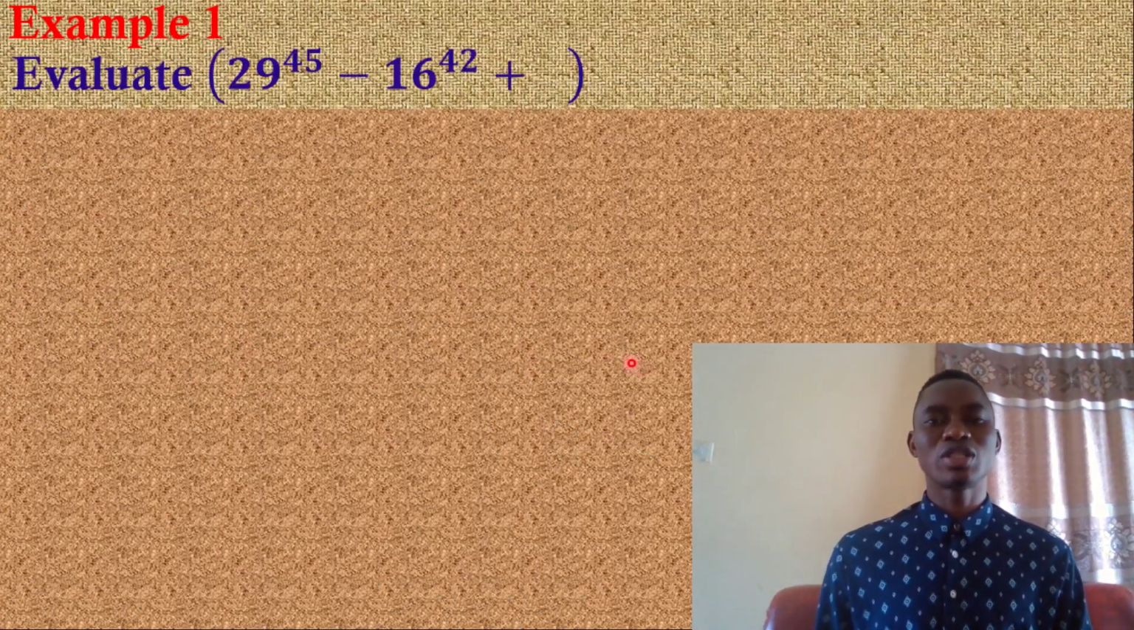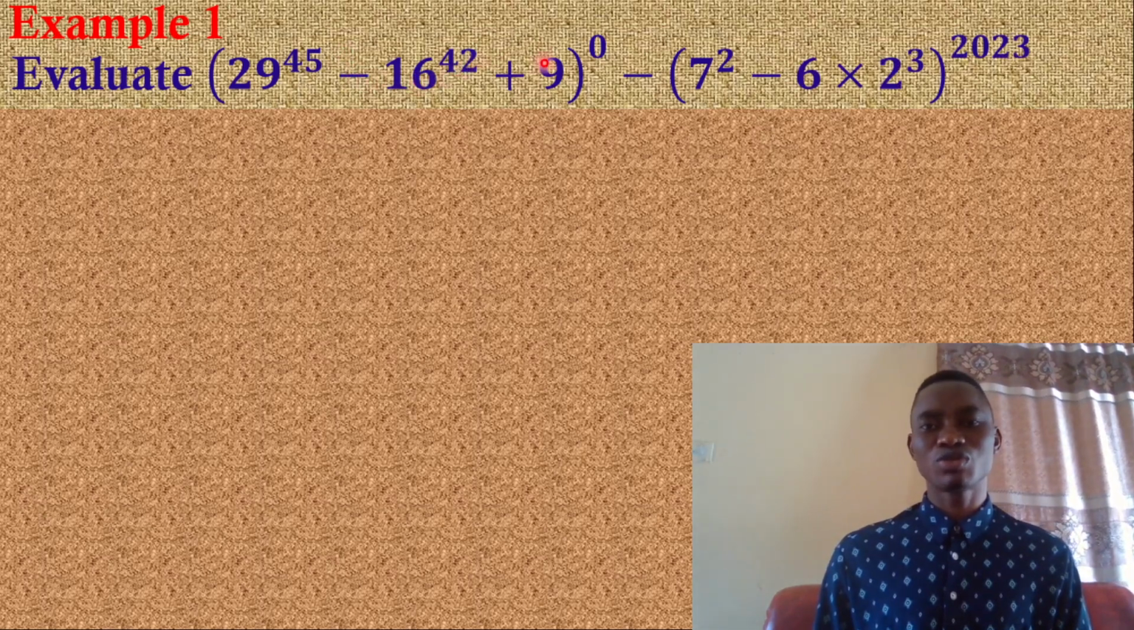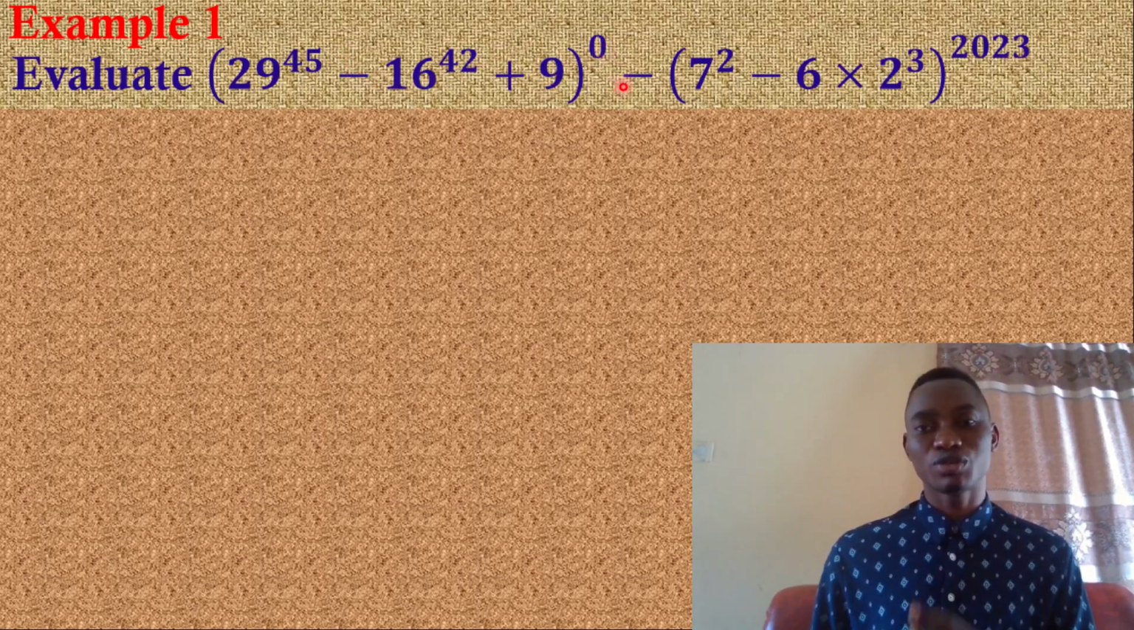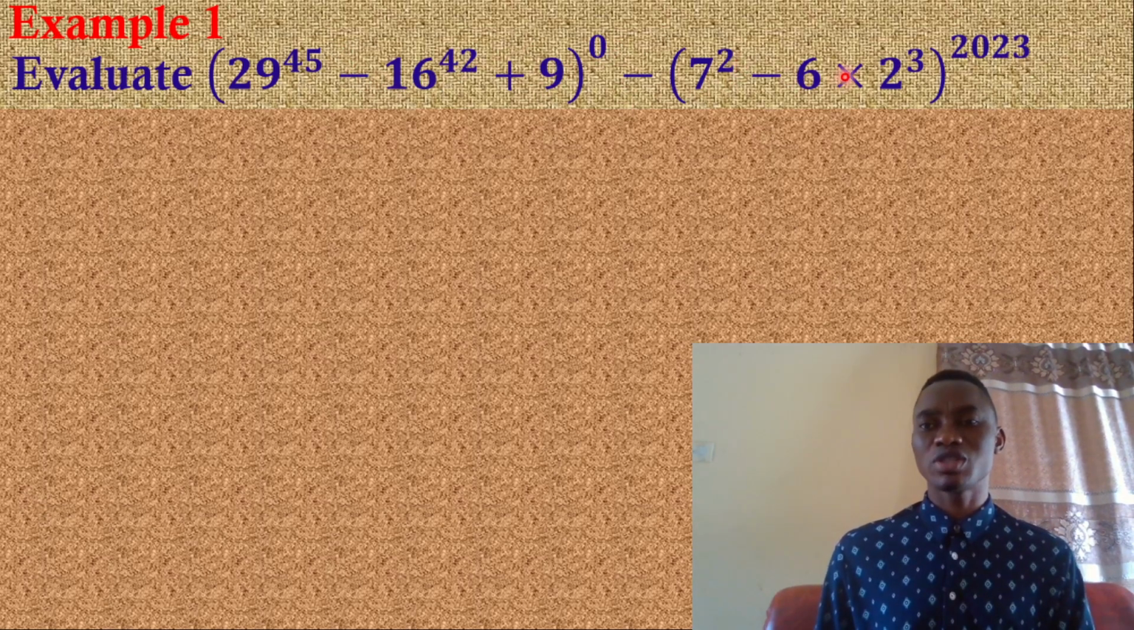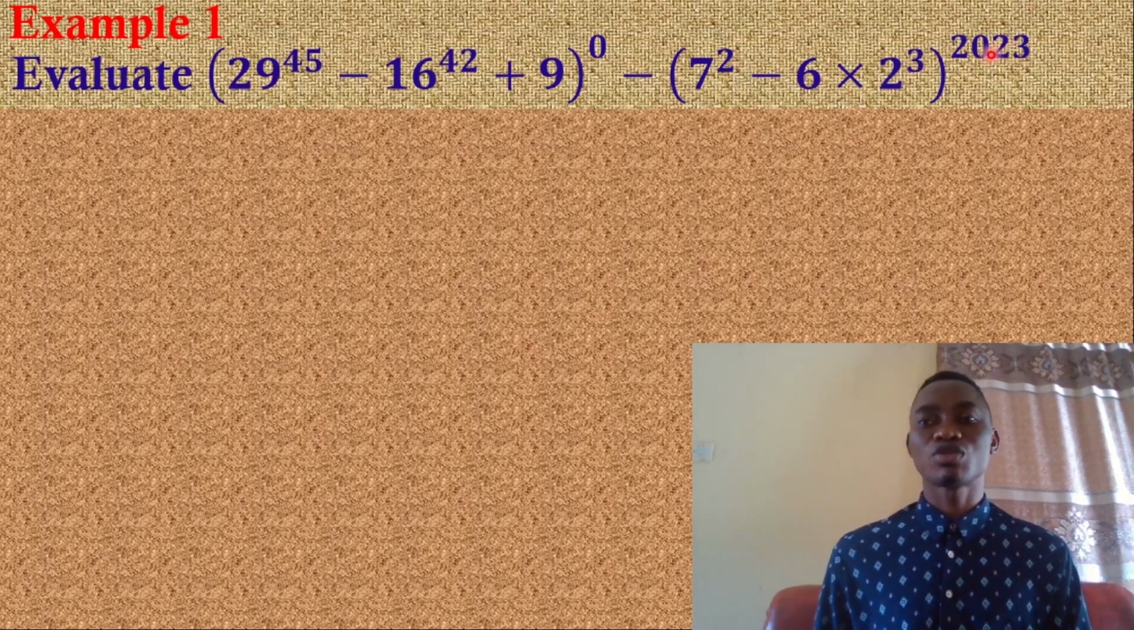evaluate 29 raised to the power 45 minus 16 raised to the power 42 plus 9, all in bracket, raised to the power of 0, minus 7 squared minus 6 times 2 raised to the power 3, all in bracket, raised to the power of what?